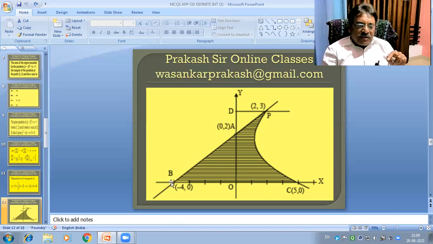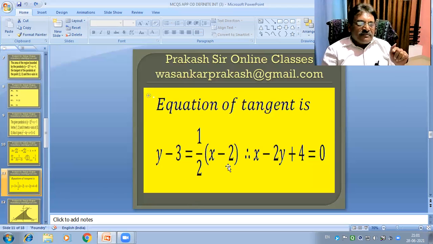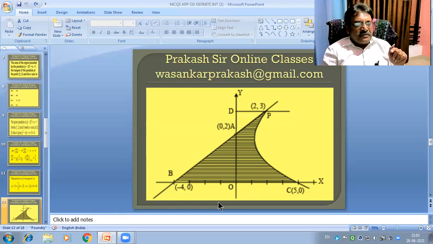Next, we find the coordinates of the point of intersection of the given tangent and the x-axis. On the x-axis, y equals 0. We put y equals 0, then x equals minus 4. So right here, x equals minus 4.